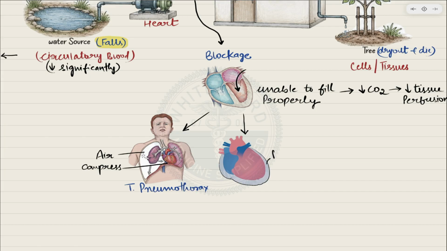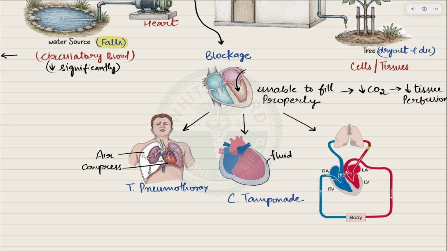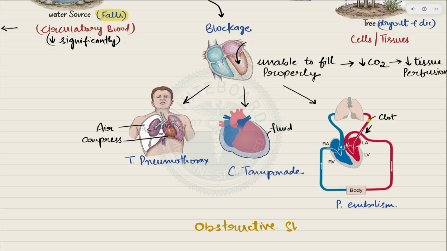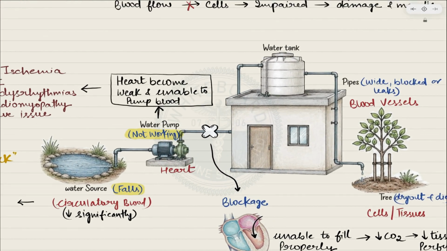Similarly, fluid can accumulate around the heart and squeeze it from the outside, preventing it from filling normally, a condition called cardiac tamponade. In addition, a large blood clot may block blood flow through the lungs, preventing blood from returning effectively to the left side of the heart. This is known as a massive pulmonary embolism. This type of shock, which occurs because blood flow is mechanically obstructed despite the presence of adequate blood volume and a functioning heart, is known as obstructive shock. Now, let us consider another situation.